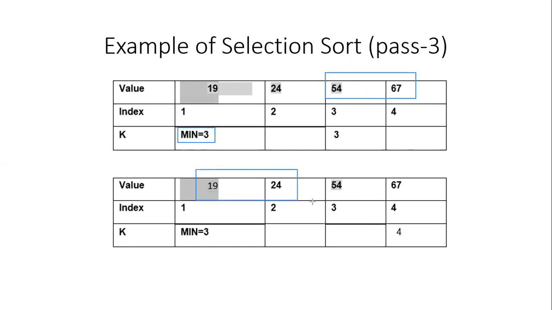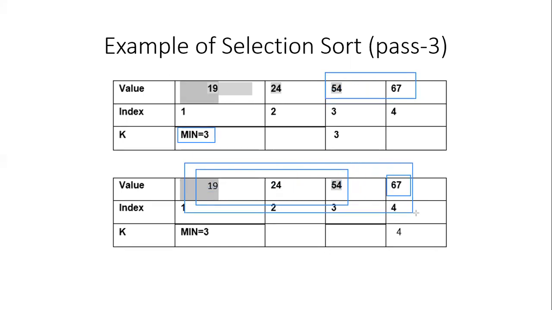So now we have a sorted list of 3 elements and only one element is left. And there is no need to sort the single element, and hence what we get is a sorted list: 19, 24, 54 and 67. So what is the principle of the bubble sort? To find the largest element and place it at the end of the list. What is the principle of the selection sort?